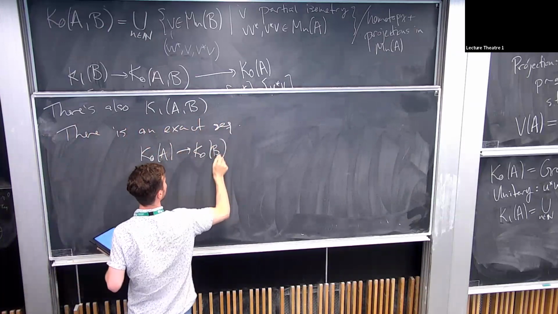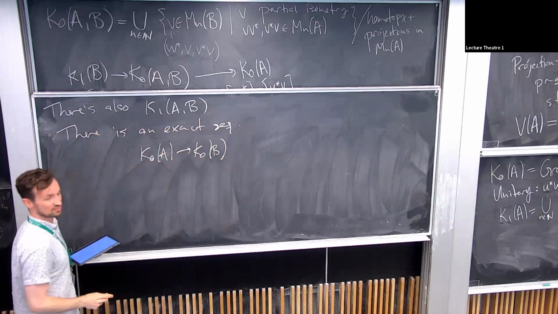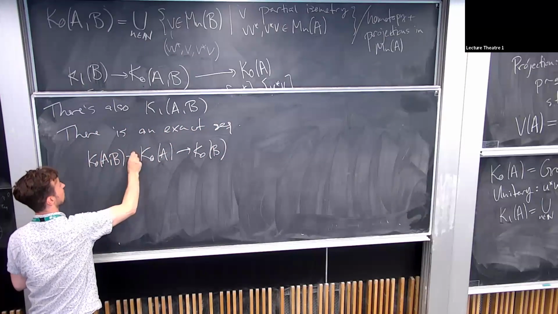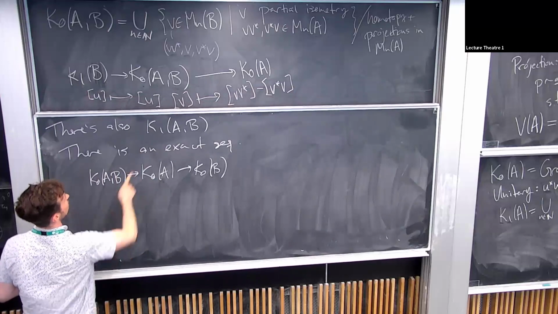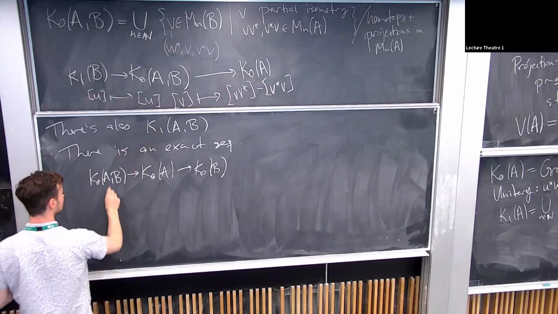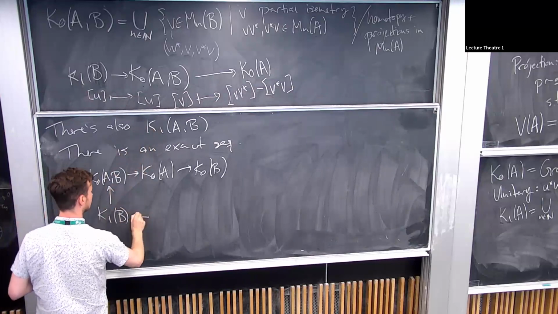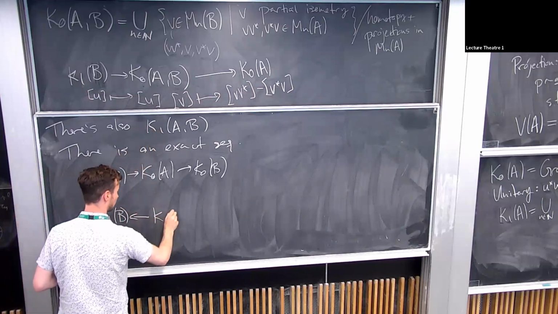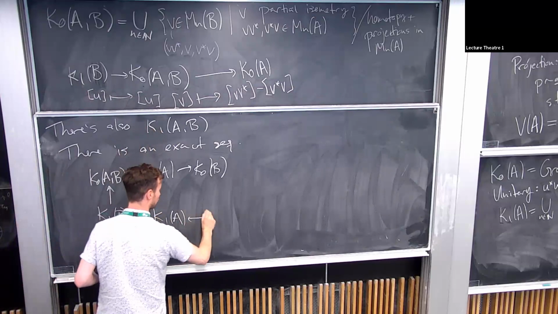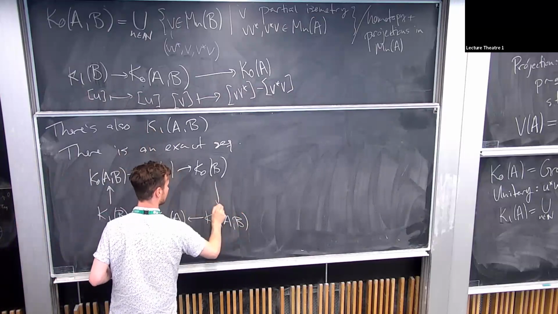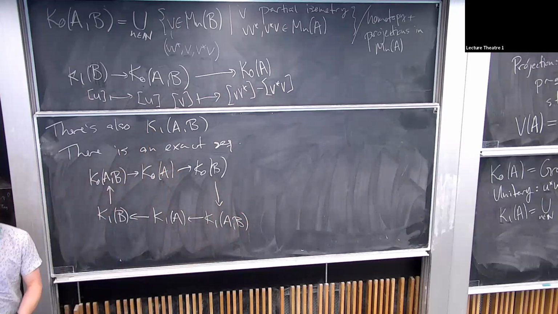So we've got a map from K0 of A to K0 of B. We've got this relative K0 group with the map into K0 of A that I described up here. We've got a map from K1 of B. These things loop around. We've got K1 of A. And then we can fit in this relative K group here as well. So we get this 6-term exact sequence.